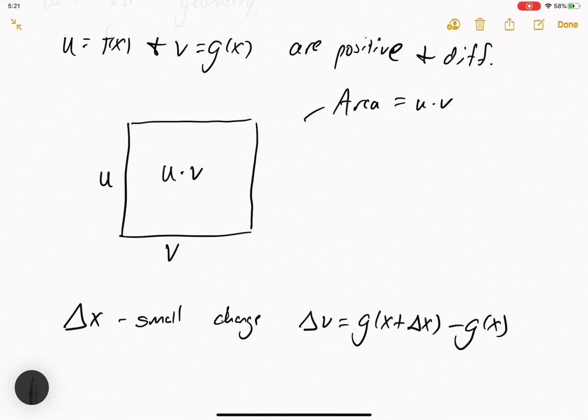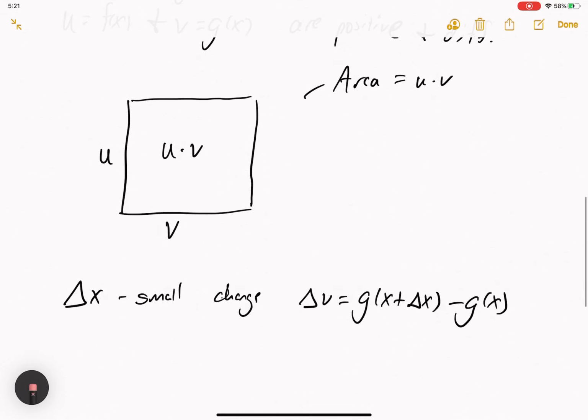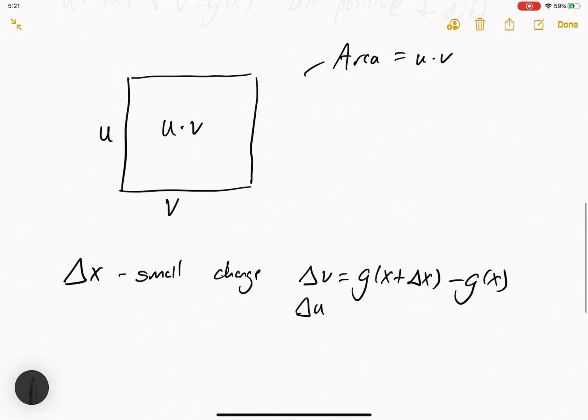What we can do now is add a little change in x to v, and also add a little change in x to u. How does this correspond to this rectangle? And here, let me define delta u as well. So delta u is going to be f of x plus delta x minus f of x.